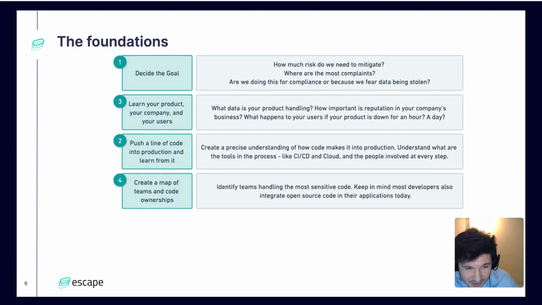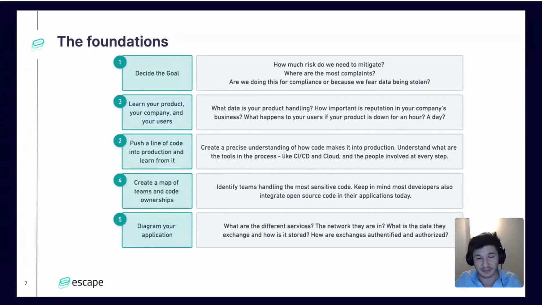The first step is creating a map of the different teams and the code that they own. The idea behind this is you need to identify who is responsible, who would be the person that will fix the bugs or the critical vulnerabilities that would be found in the code. So you need to have a precise idea of what the ownership is in the applications that your organization is building, and who you need to reach out to when there is a vulnerability or when you need to discuss important security topics.